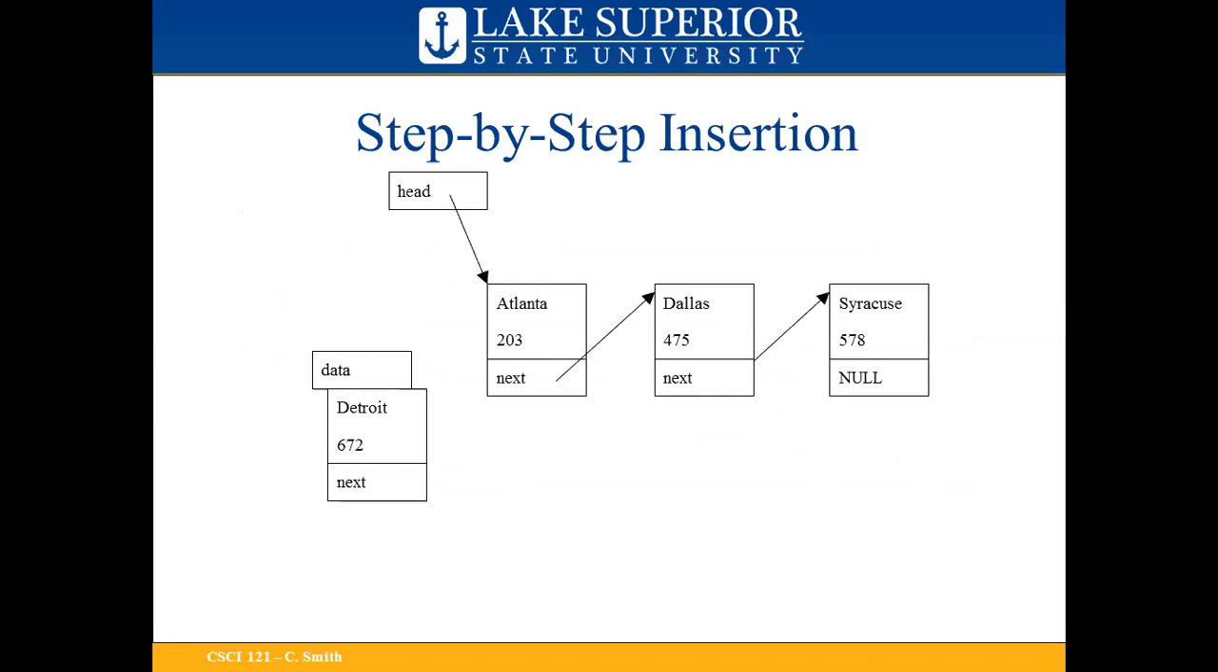So here's a depiction of this, okay? We have 3 cities in our list. They are Atlanta, Dallas, and Syracuse, and we're about to insert Detroit. At this point, you can't tell which data value is the key. What determines less than or greater than? Atlanta is alphabetically before Dallas, which is alphabetically before Syracuse. You also have 203, which is numerically before 475, which is numerically before 578. And now you got Detroit. And Detroit is either going to go off the end of the list or in between Dallas and Syracuse.